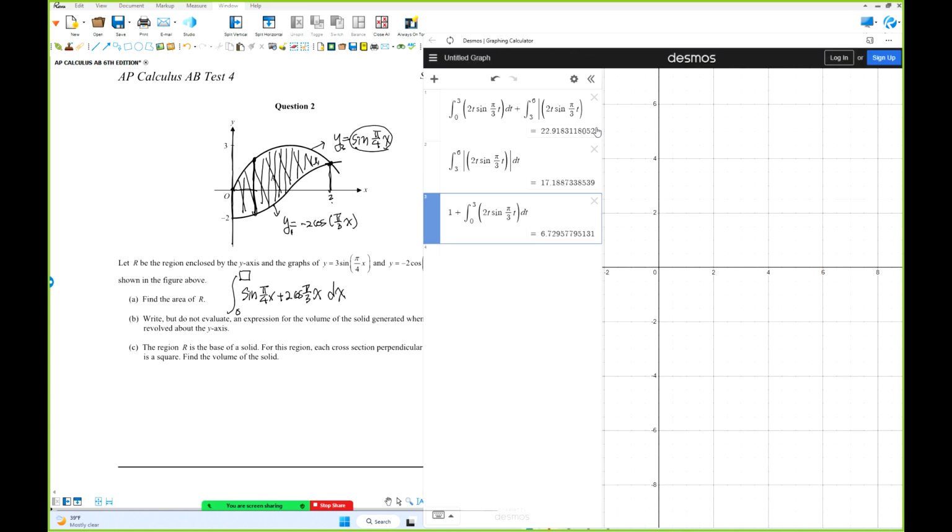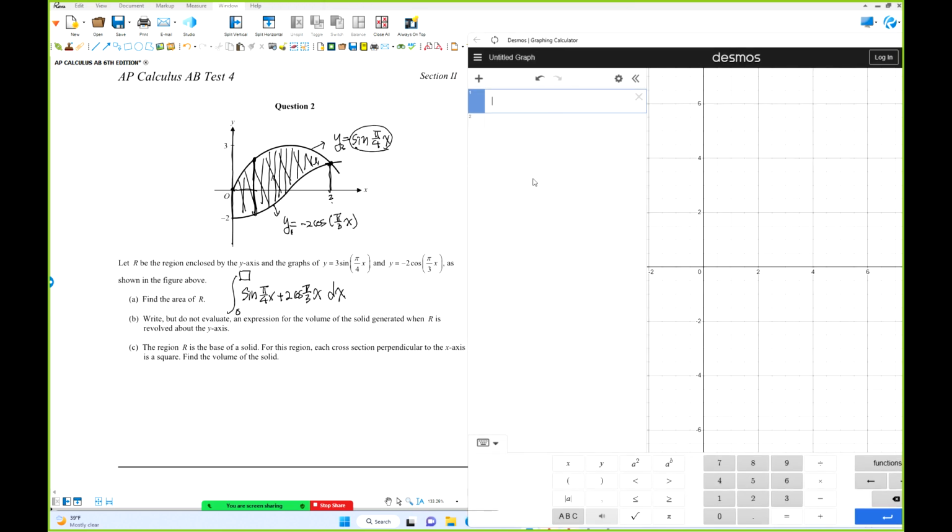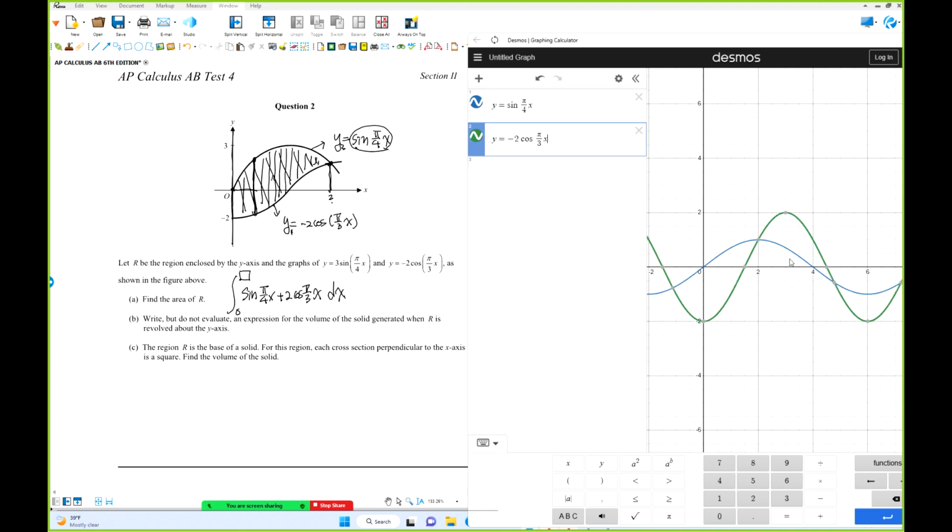One more time. I'm going to delete everything and make a graph. The first one, y equals sine pi over 4x. That's the graph. Sine is this one, from here up to here, right? The next one is y equals negative 2 cosine pi over 3x. This is the graph over here, right?